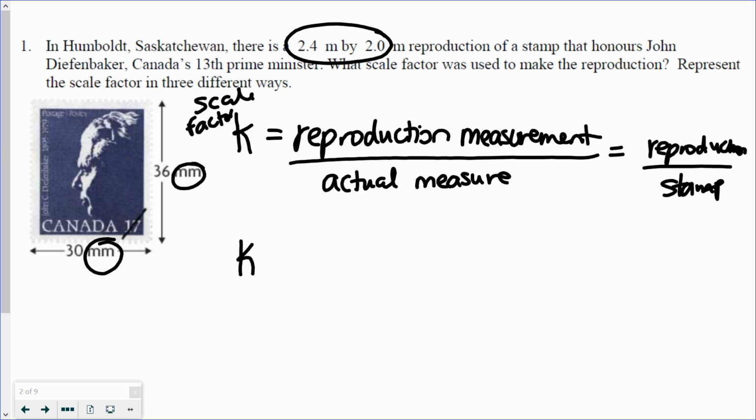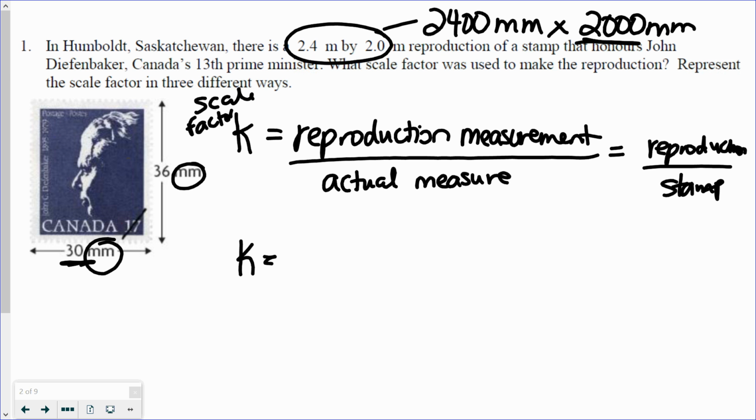We know that in 1 meter, there are 1,000 millimeters. So this is actually 2,400 millimeters by 2,000 millimeters. We want to be comparing with the same units. Looking at that, the shorter side is this 30 and this 2,000. So we'd want to be comparing the shorter side with the shorter side. So we can look at our reproduction. The big one is 2,000 millimeters divided by the actual measurement, which was 30 millimeters.